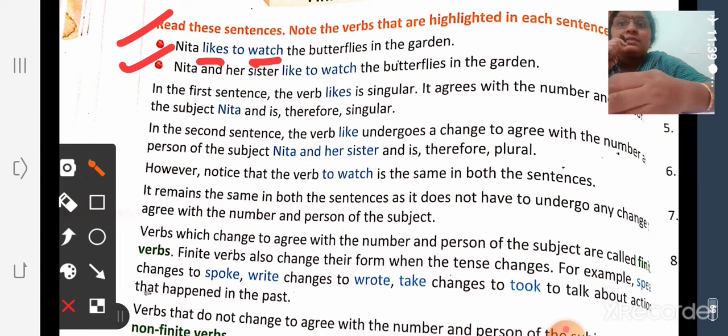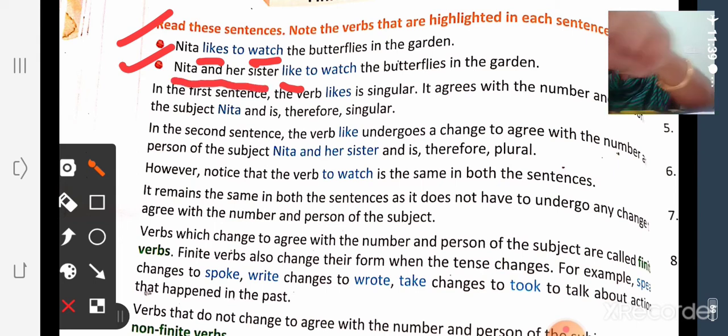But look at the second sentence: Neeta and her sister like to watch. In the second sentence, we didn't use the s form because here the subject changed. The subject is plural: Neeta and her sister. When the subject became plural, we took the do form. So do plus like. In the first sentence the subject is singular, so we took the does form. In the second sentence the subject is plural, so we take the do form.